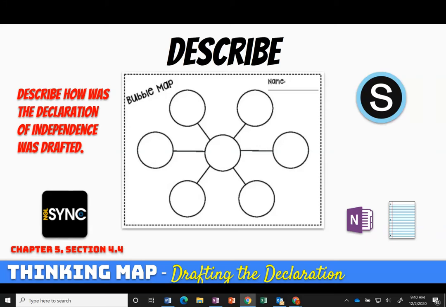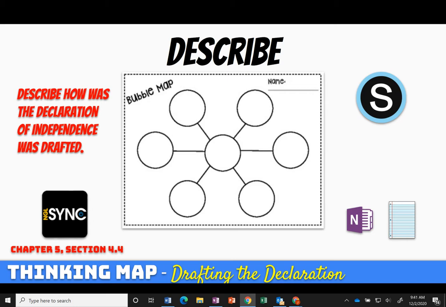All right, this week's thinking map is a bubble map. What you're doing is you're going to describe how the Declaration of Independence was drafted. As you go through the reading, I want you to make sure that you are thinking about certain things. Like, number one, who drafted it? Who helped to draft it? What were the parts of the Declaration of Independence? What did they include in the Declaration of Independence, and what did they leave out?